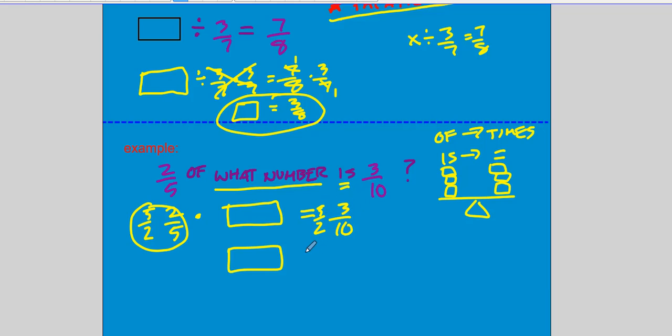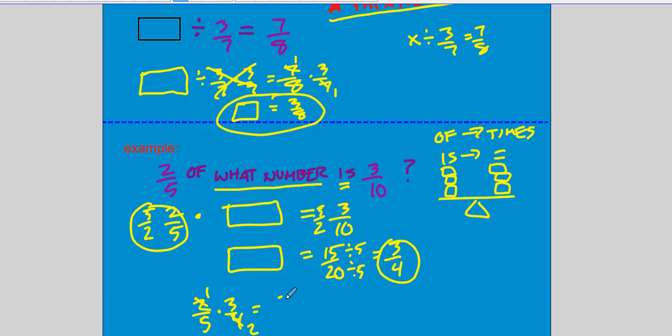That's 15 over 20. Excuse me, that can be reduced. Could have reduced it right here, but I'm going to reduce it here this time. So I divide both top and bottom by 5, and my answer is going to be 3/4. So box is equal to 3/4. So in other words, 2/5 of what number? Well, 3/4. If I do this, better give me 3/10. Well, notice that 2/4 could be reduced to 1/2. 1 times 3 is 3, 5 times 2 is 10, so it checks out.